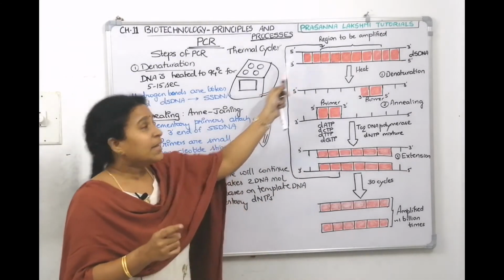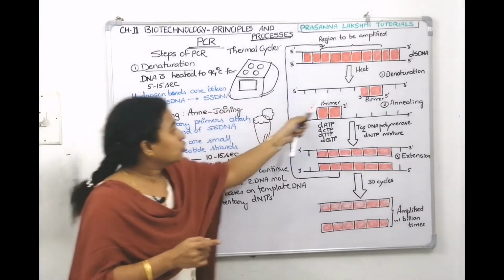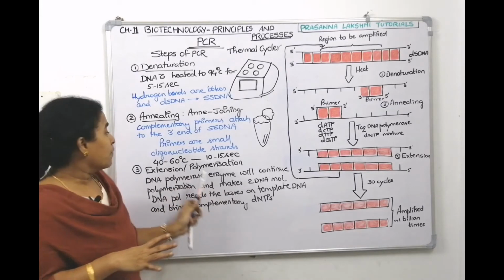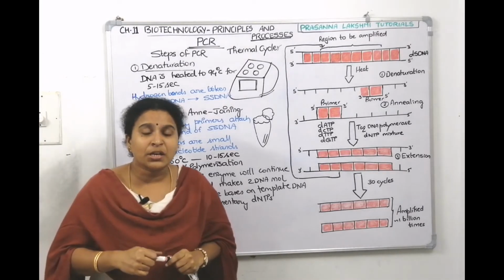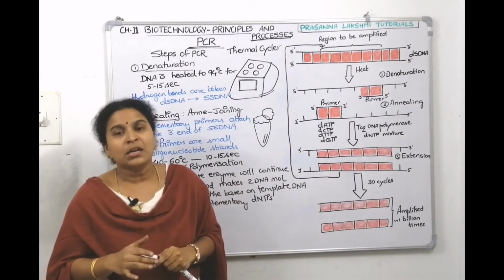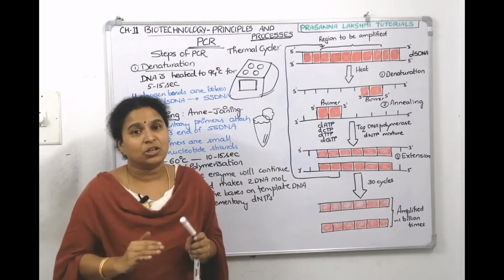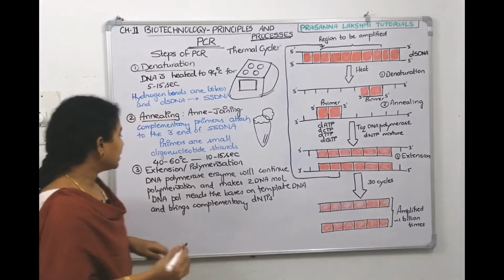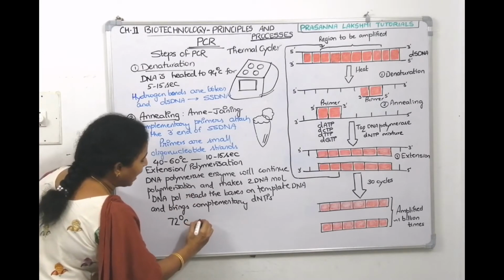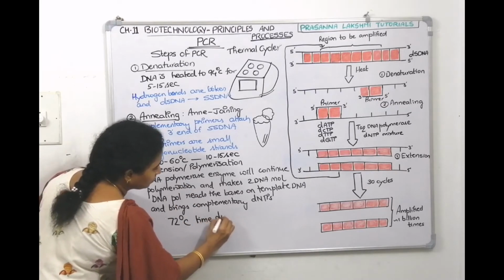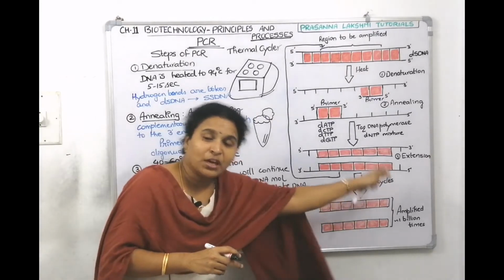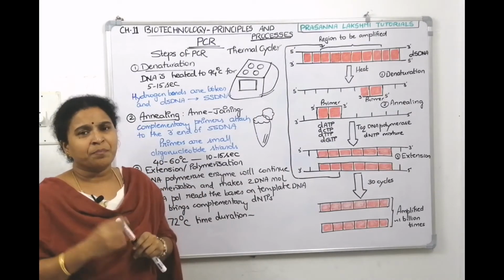For breaking the bonds, heat it to 94 degrees. Now for joining the bond, cool the temperature to 40 to 60 degrees. For extension, DNA polymerase has an optimal temperature, right? So you have to maintain its perfect temperature. The temperature for extension is 72 degrees centigrade. The time duration of extension depends on the length of the DNA. If the length of the DNA is big, it will take 30.